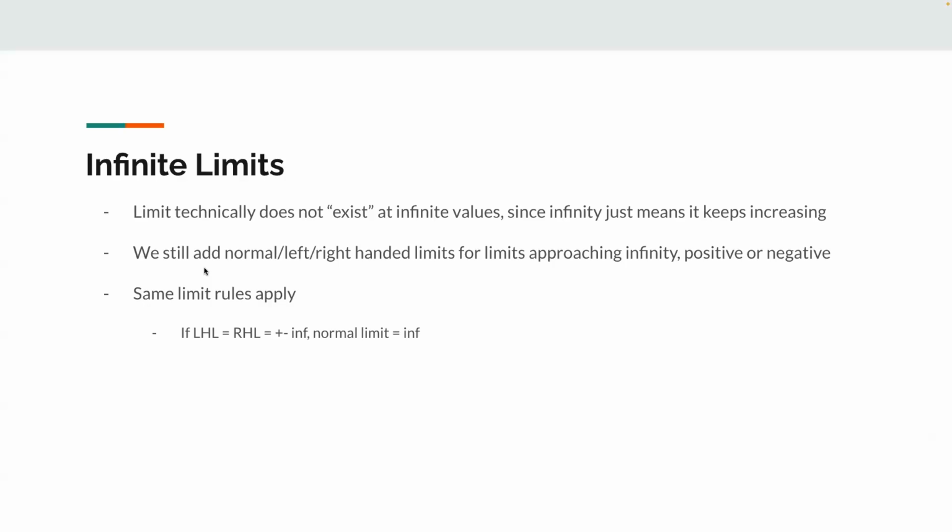So note that limits technically do not exist at infinite values, because infinity is not an actual number. It just means it'll keep increasing. However, we still use normal or left and right-hand limits for limits approaching infinity. So it can be positive or negative infinity. And the same limit rules apply. So if the left-hand limit equals the right-hand limit, then we can say that it'll be positive or negative infinity, or even if a normal limit equals infinity.